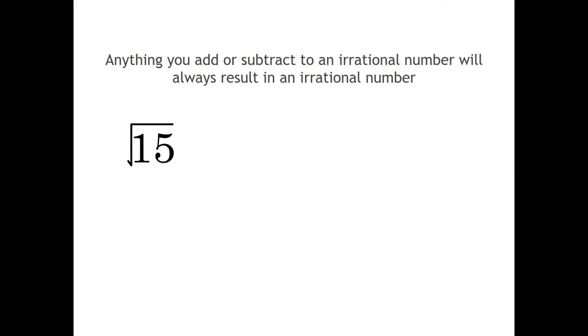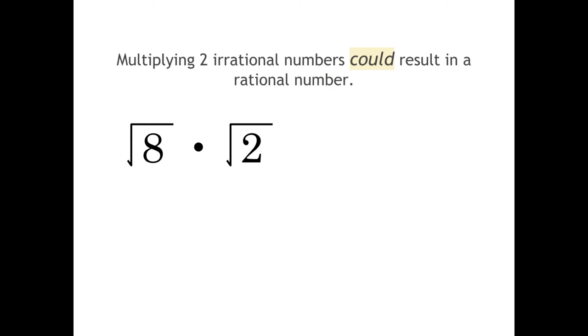Radical 15 is also not a perfect square, so it's for sure also an irrational number. There's no integer that multiplies by itself to equal 15. Therefore, whatever you add or subtract to it will always result in an irrational number.